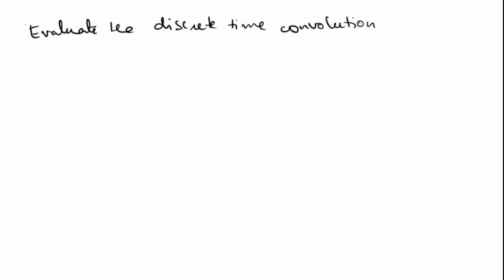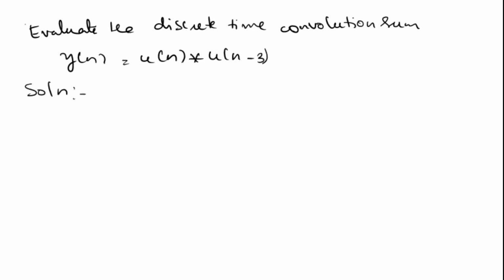Next problem, evaluate the discrete time convolution sum y of n is equal to u of n star u of n minus 3. So I will consider x1 of n as u of n and x2 of n as u of n minus 3.